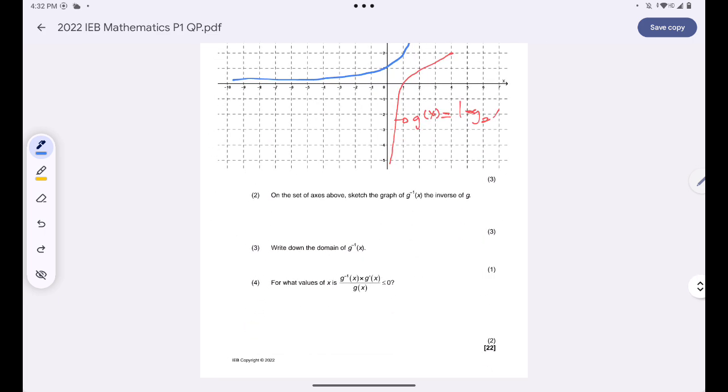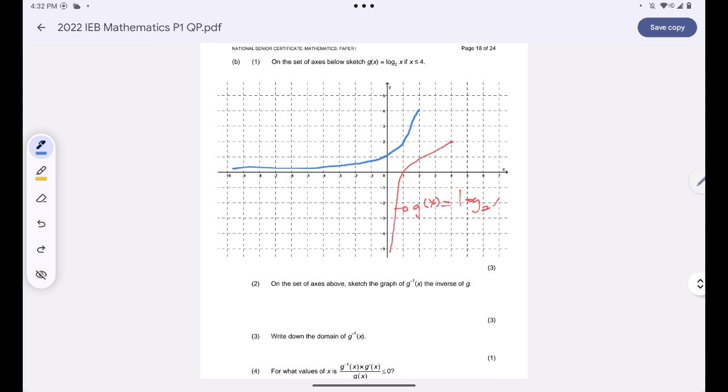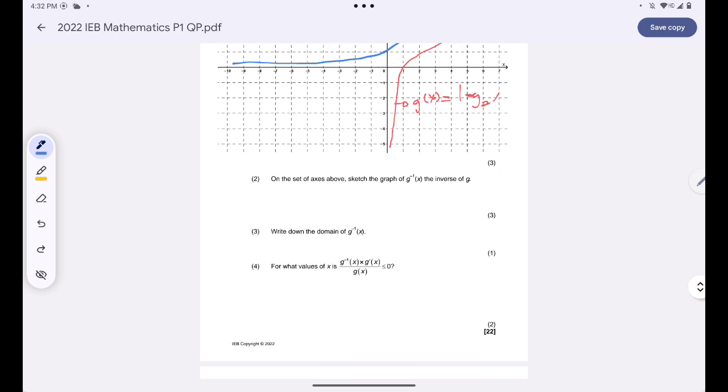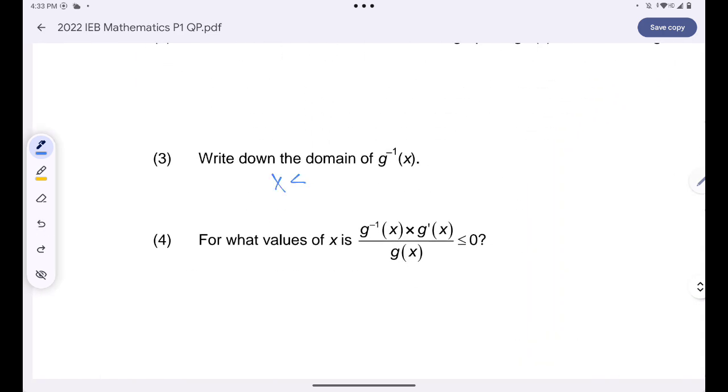Okay, now I'm supposed to write the domain of the graph of g of x. The domain, remember, I must just check where my graph is available whenever I scan it horizontally. My graph is available whenever x is less than 2. When x is less or equal to 2, or if you want to, you can say when x is an element of negative infinity to positive 2.